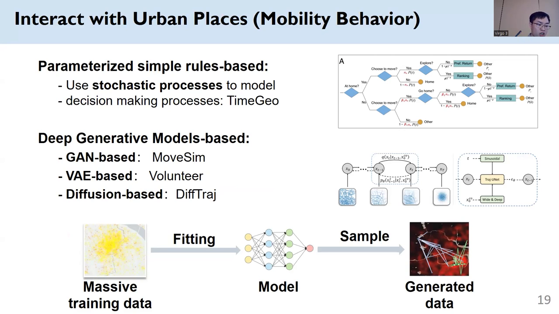There has been a lot of work previously. There have been physics models that use stochastic processes to model the mobility behavior. There are also a lot of deep learning methods, like the GAN-based methods, the VAE-based methods, the diffusion-based methods. But I think all of these previous methods can be summarized under this fit-and-sample framework. We first try to fit a model for the distribution of the data with massive training data. Once we have this learned distribution, then we can sample a new data point from the distribution, which is considered as generated data.